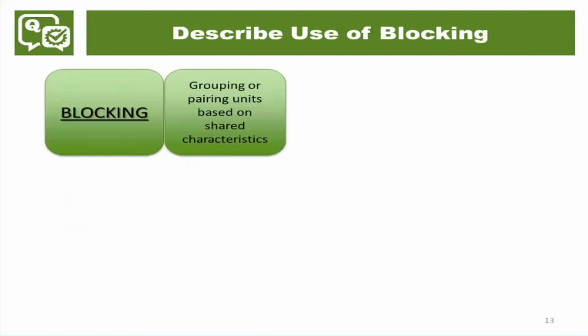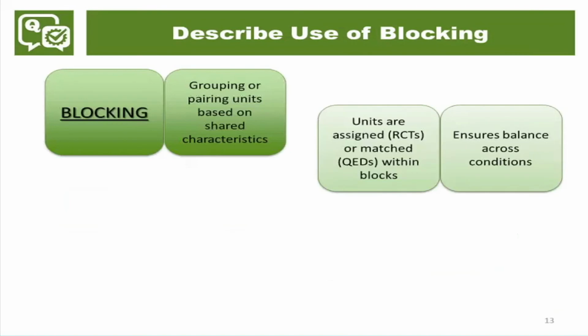Another aspect of the study design that you should describe is whether blocking was used as part of the assignment process. So blocking refers to grouping or pairing individuals or clusters prior to assigning them to the intervention or comparison condition. And this grouping or pairing is based on a shared characteristic or set of characteristics that are likely to be related to outcome measures. So in a design that uses blocking, the units are assigned to treatment or comparison conditions within those groups or pairs, within the blocks.